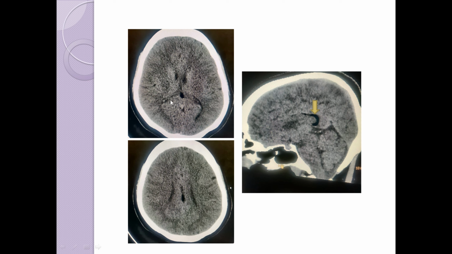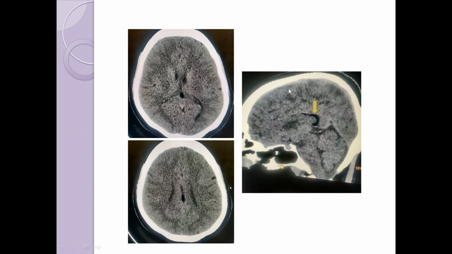So what we see here in the axial sections, there is a fat density lesion in the region of the corpus callosum. It has value of approximately minus 60 to 70 Hounsfield unit, and its density, if we compare with the lateral ventricles, it's less than that of the CSF.